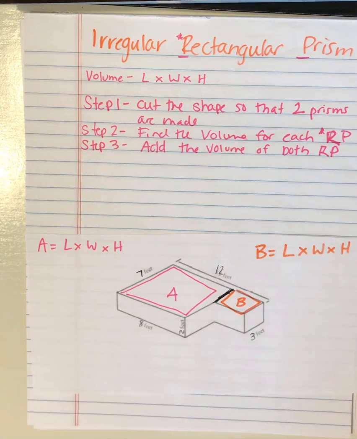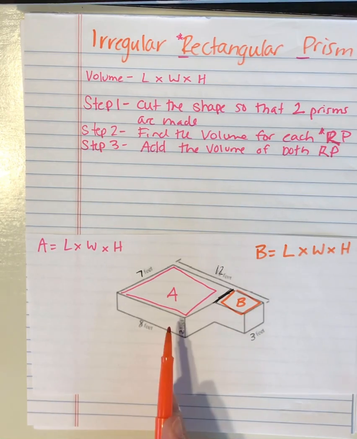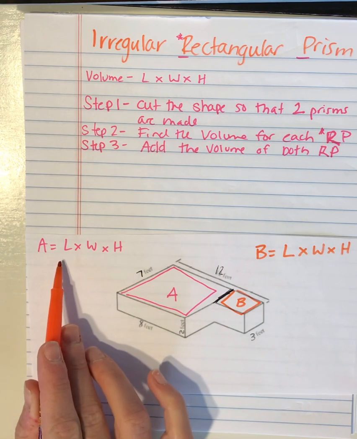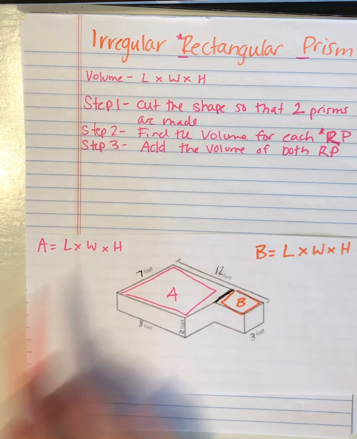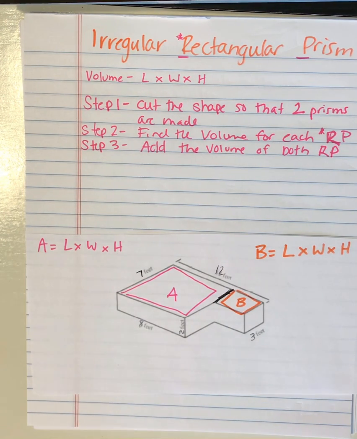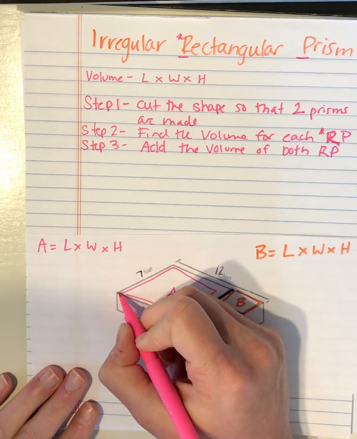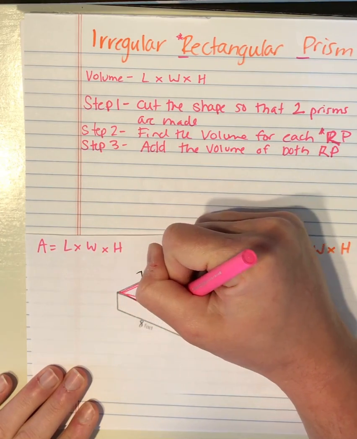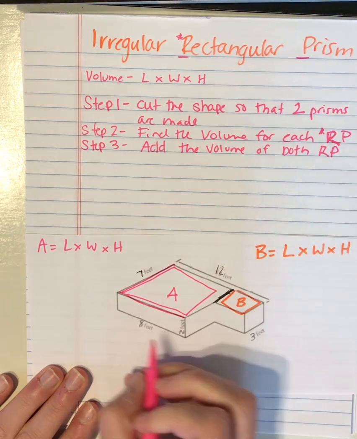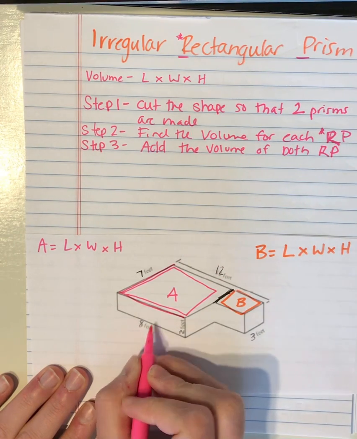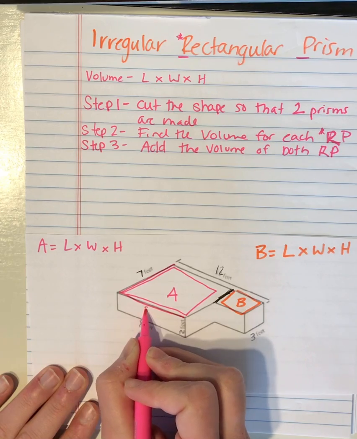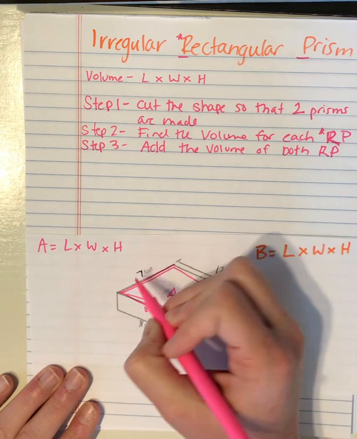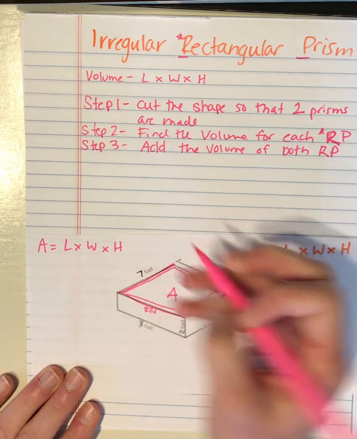Each time I'm rewriting that volume formula so I can analyze the shape and see, okay, do I see the length, do I see the width, do I see the height, or am I going to have to use my math knowledge? So the first thing I'm going to do is volume A. I see I have the length and the width. Okay, again, if this bottom piece is 8 feet, using my knowledge of rectangles, I know that this piece is 8 feet. So I have 7 feet and 8 feet.